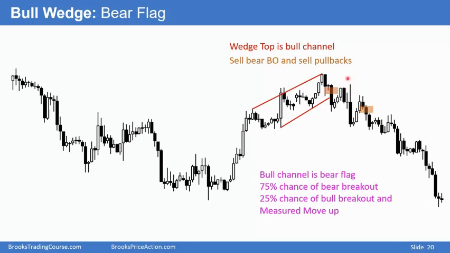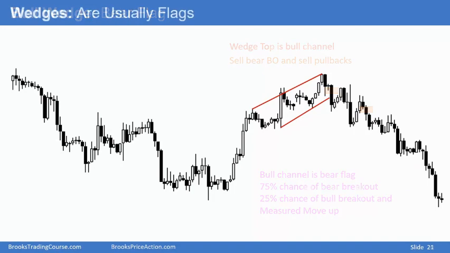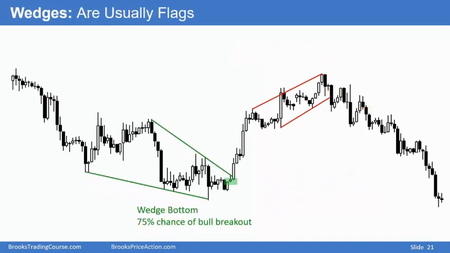Here we have a double top bear flag, this high, that high, and we have a bear bar closing near its low. It's an okay short, betting that we get a swing down, which we did. Wedge bottom, 75% chance there'll be at least a small bull breakout. Here we got a very strong bull breakout.